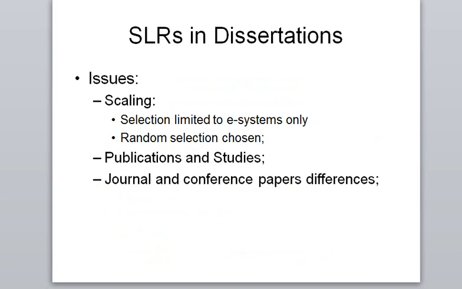What were the issues he found? Well, he found that scaling really was a huge issue. The number of papers he had to go through in a limited period of time. So he limited his selection to papers that were electronic only. He then cut them down by randomly selecting a sample from that selection of e-papers that he could get. So it wasn't really a systematic literature review, it was more a sampled literature review.